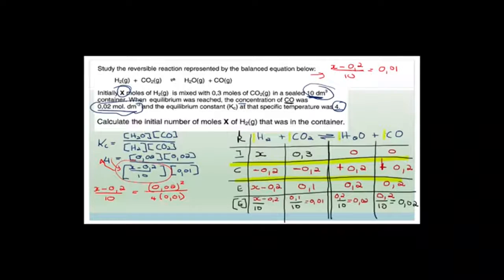So what do we need to do? We're now going to multiply both sides by 10 to get rid of the denominator. So x minus 0.2 is going to be 0.1. When we're solving for x and we take this across, it becomes a plus. So x is going to be 0.3. Ta-da! So what is the initial number of moles of x? 0.3. That was actually a really nice question because it had the fact that there was a concentration, and well, let me just put this in a different color.